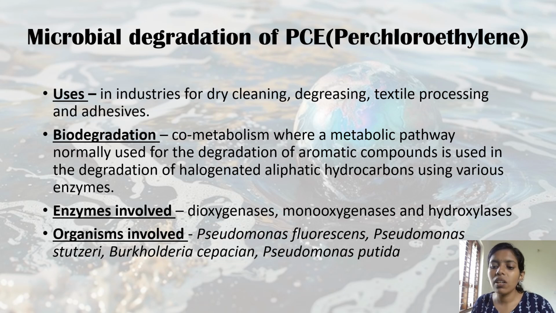The enzymes involved in this co-metabolism mechanism are dioxygenases, monooxygenases, and hydroxylases. The organisms involved include Pseudomonas fluorescens, Pseudomonas stutzeri, Burkholderia cepacia, and Pseudomonas putida. These are the microorganisms which are capable of degrading perchloroethylene into non-toxic compounds.